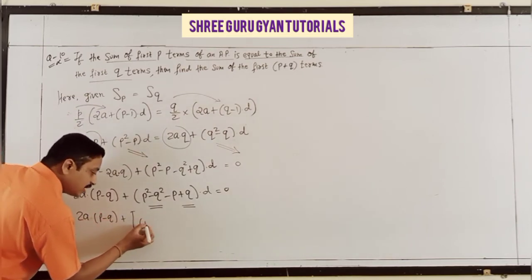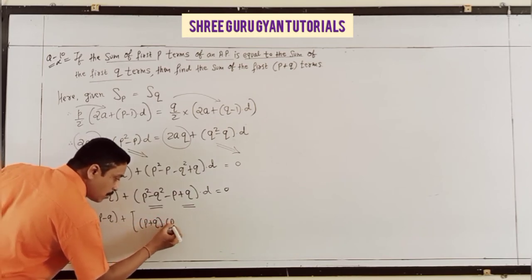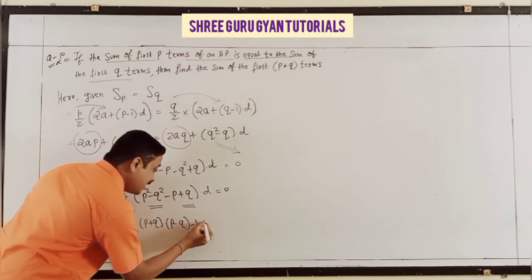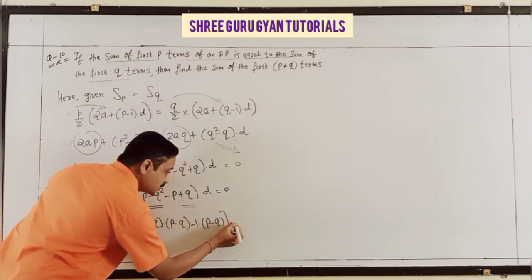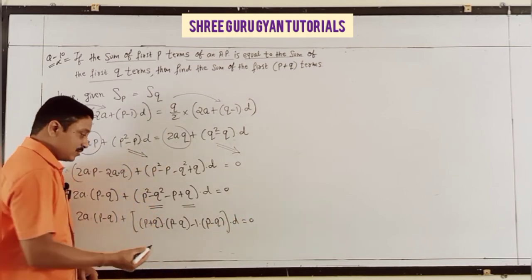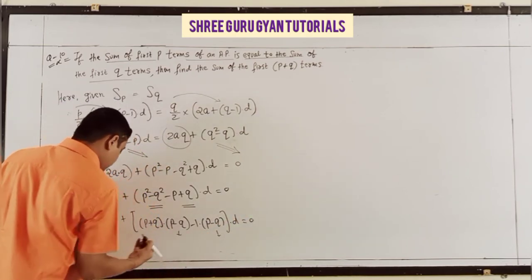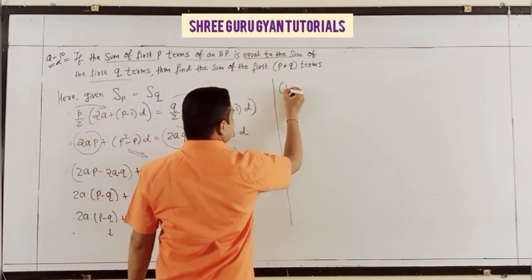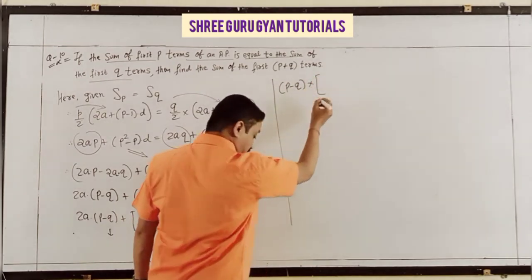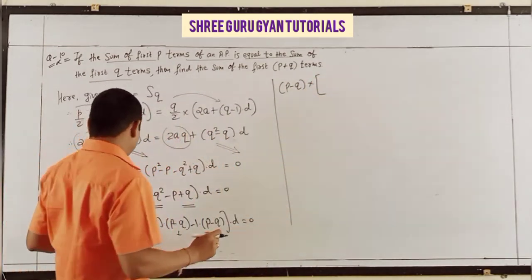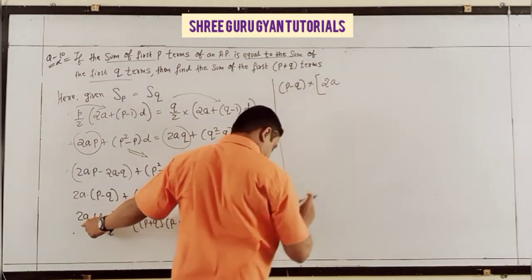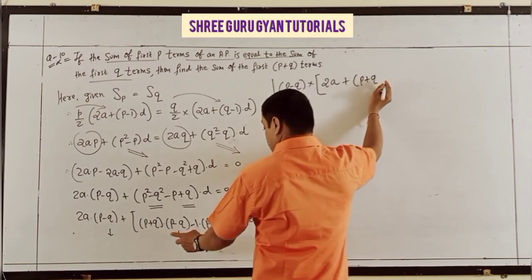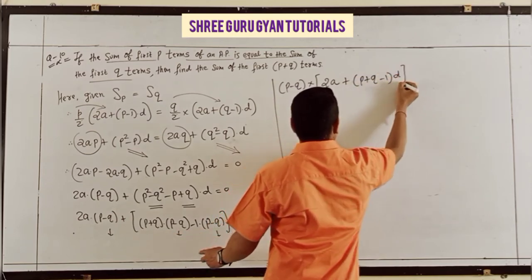Students, here I take two factors, p plus q, p minus q, and here minus 1 common, the remaining is p minus q. Now you check, p minus q, p minus q is common. So p minus q you take common, but the other terms are as it is. Which other? Here twice a. Next, plus p plus q, here minus 1 d, is equal to 0.